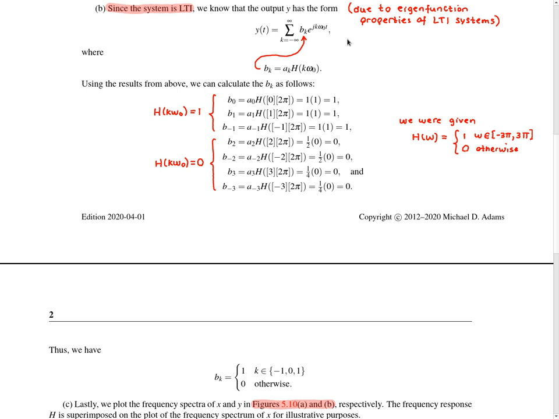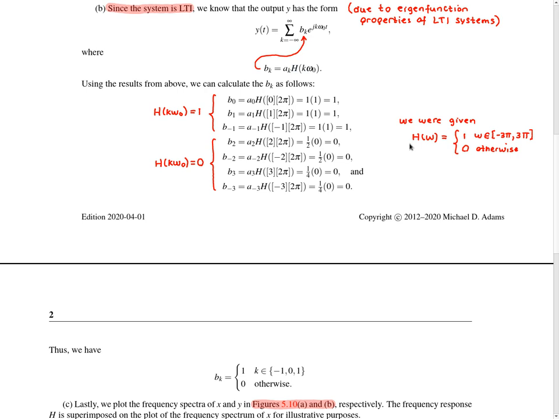So if we want to find the output of the system, we know due to eigenfunction properties of LTI systems, the output is going to be a Fourier series. And in particular, it's going to be almost the same Fourier series that we had for the input. The only difference is that the coefficients that appear in the Fourier series for the output of the system are going to be multiplied by the value h of k omega naught. So a_k corresponded to the Fourier series coefficients for the input to the system, and to get the Fourier series coefficients for the output of the system, which are denoted by b_k, we simply need to multiply by h of k omega naught.